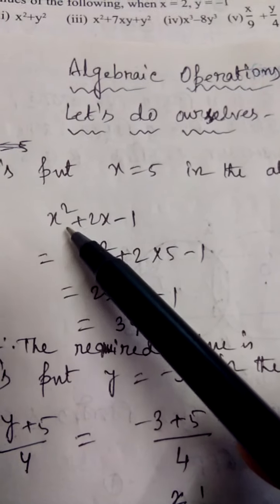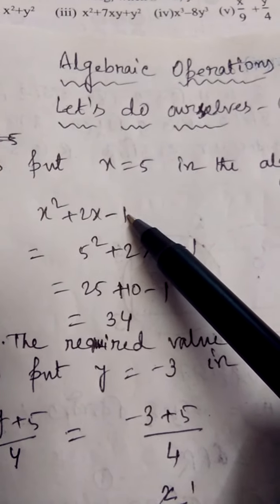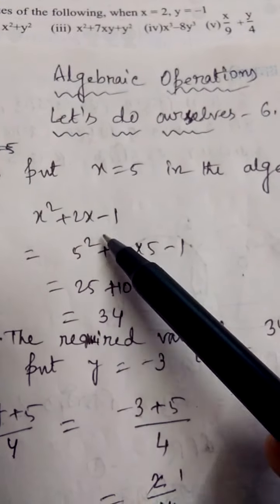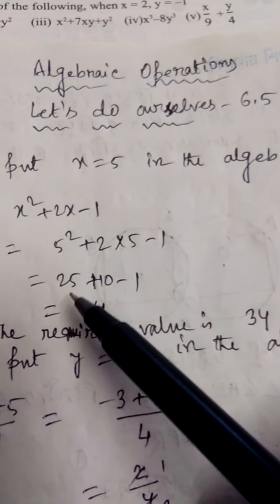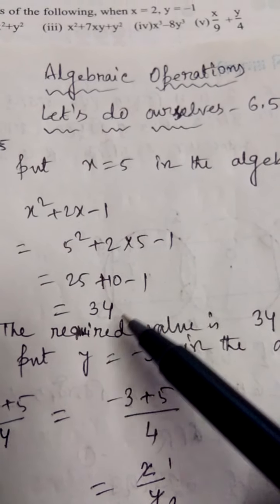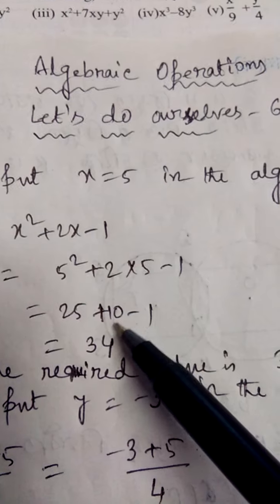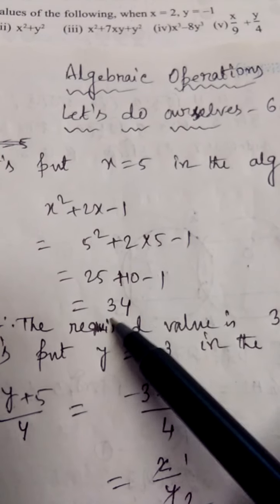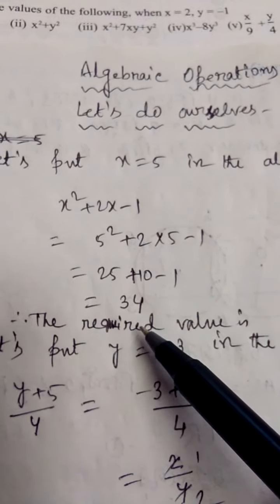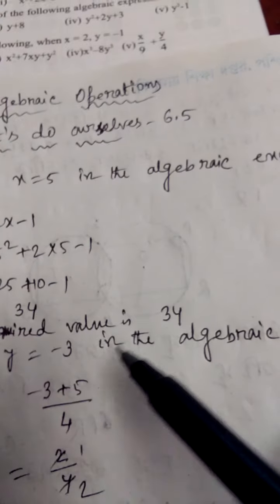We put x equal to 5 in this expression. Then we get 5 square plus 2 into 5 minus 1, that is 25 plus 10 minus 1. 25 plus 10 is equal to 35, minus 1, the value is 34. Therefore, the required value is 34.